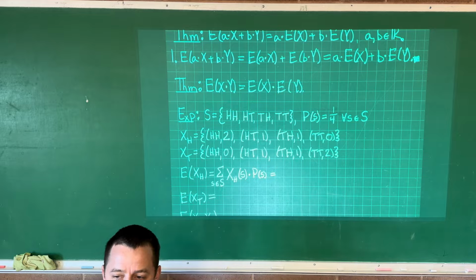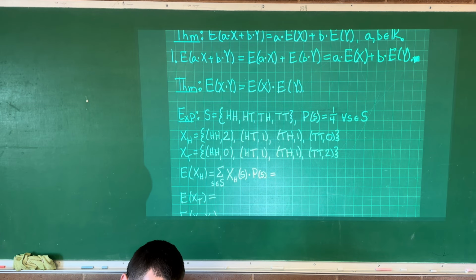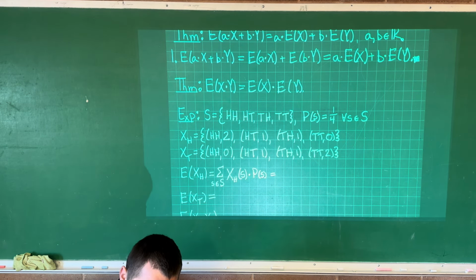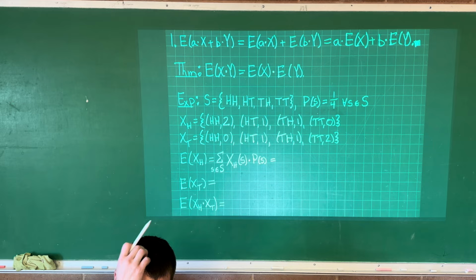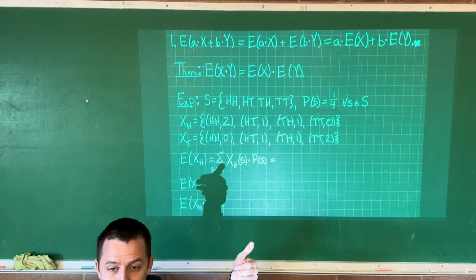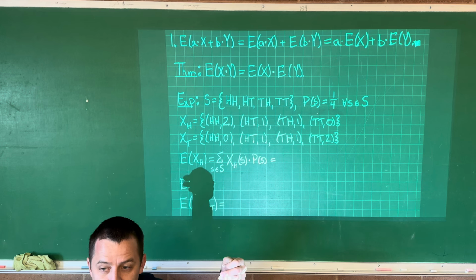Okay, so let's go over our example showing that this is not true. How do you prove a statement false? One single counterexample. So I'm going to come up with one sample space with two expected values, real random variables that make this function false. Here's the one we did last time. We are going to be flipping a coin twice.